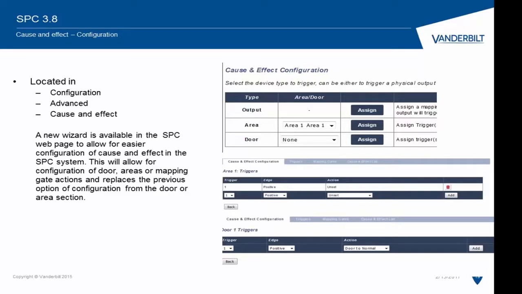Okay. The next feature we've included and enhanced is our cause and effect functionality. The first thing we've done is we've moved the output area and door trigger setup into one location. Initially, if you wanted to set up a trigger for a door, you went to the door section, areas, area, and so on. But now they're all in the one cause and effect configuration area. So this makes it much handier to set them up, but also then go in and review them afterwards, so that you're not jumping from one page to the other.